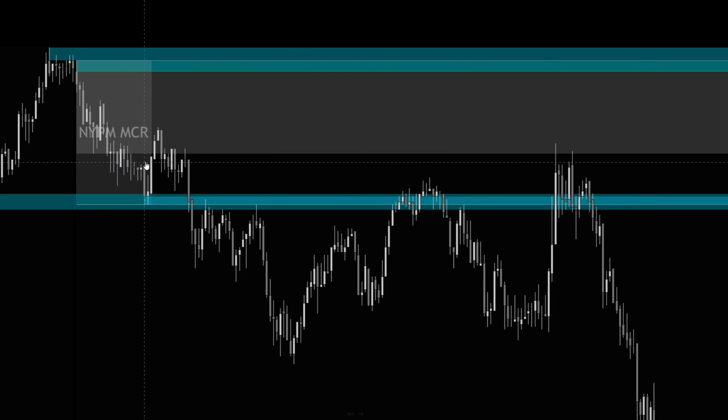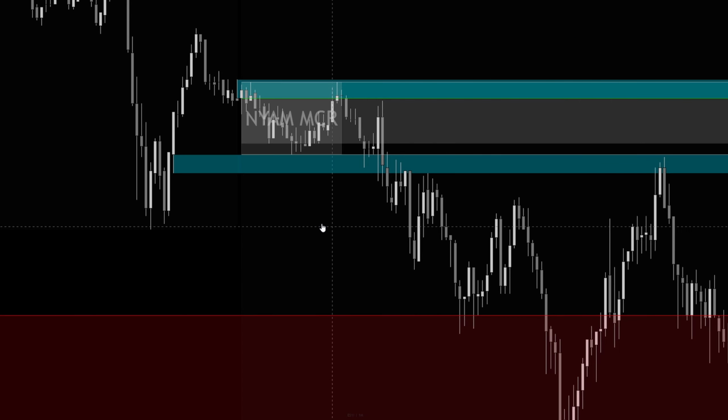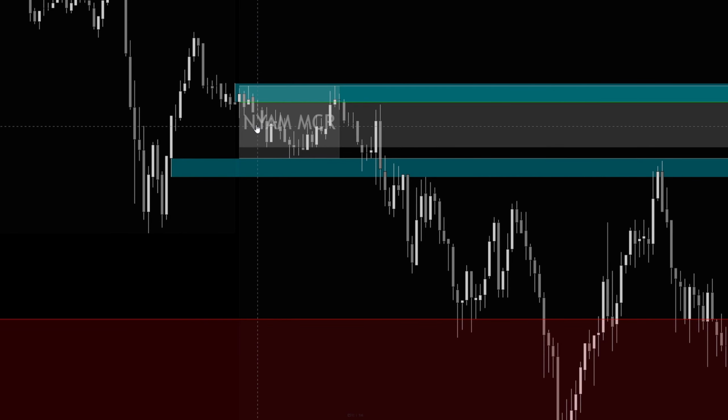We then came back into it and then reacted away. You see how clean that looks? What did we do at the top here once we broke this bottom fortification? Where did we react from? The Nano Range. We are currently looking at another example for Nano Range inside of New York AM MCR.